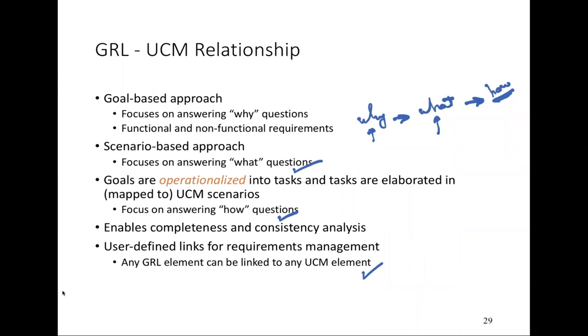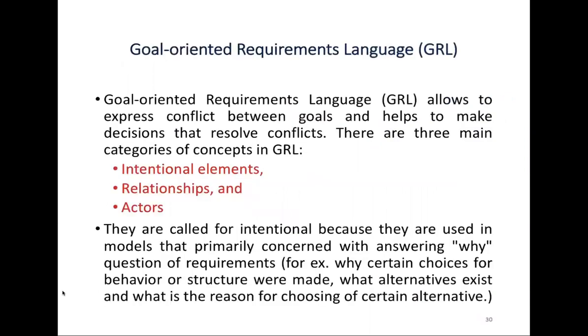So in GRL, because it's a very good and widely used, and I don't want to say simple because it's not simple, but it's more or less an abstract version as compared to i-star, which we have seen before, it expresses a good way to identify conflicts between goals and even make decisions and resolve such conflicts.